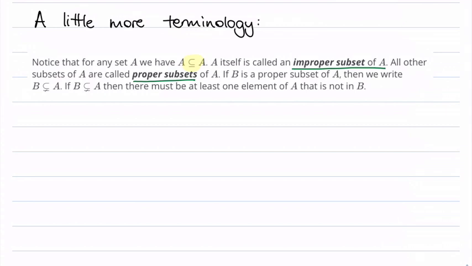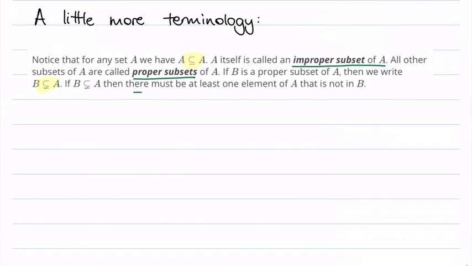And if we want to make sure that we're talking about proper subsets, so we're excluding the possibility of the subset being the set itself, then we use the notation C with a line underneath and a line through that line. And the way that we can tell that B is a proper subset of A is that there must be at least one element of A that is not in B. So we have this idea that somehow A is a little bit bigger than B, although it's not clear necessarily what we mean by bigger.